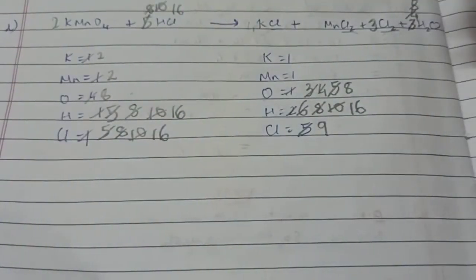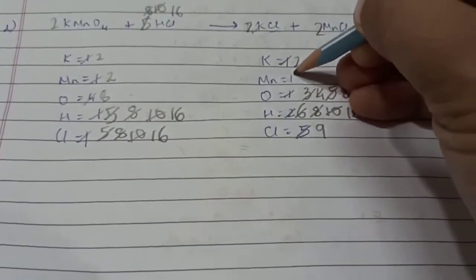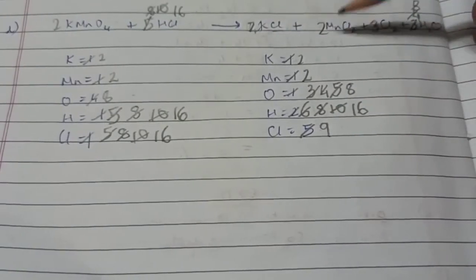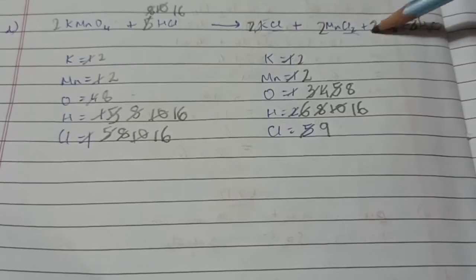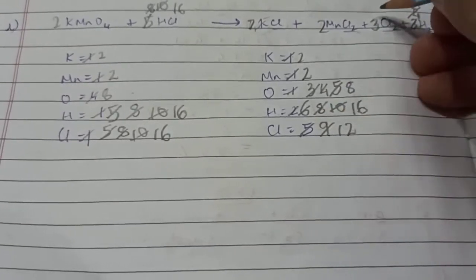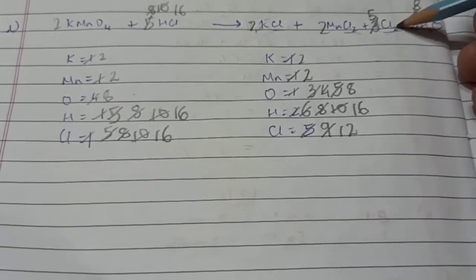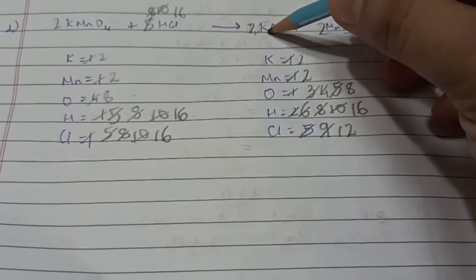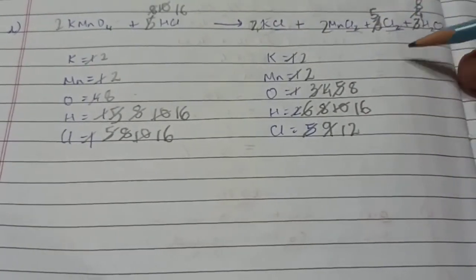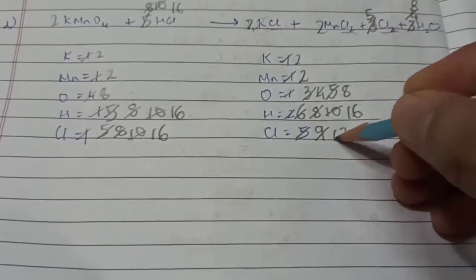Let's check. Well, potassium is 1, so put a 2 out here. Manganese also, put a 2 out here. Now only chlorine is left. Let's count again. 2 into 2, 4, that's 6. 3 into 2, 6, that's 12. I need 4 more. What if I add some chlorine atoms here? Make it 5. So 5 into 2, 10. Plus 2, 14. And plus 2, that's 16. Because 2 into 2 is 4. 4 plus 2, 6. 6 plus 10, 16.